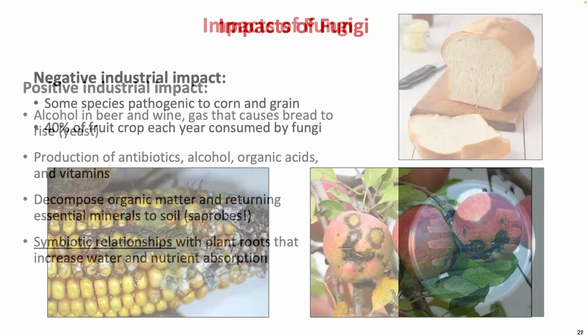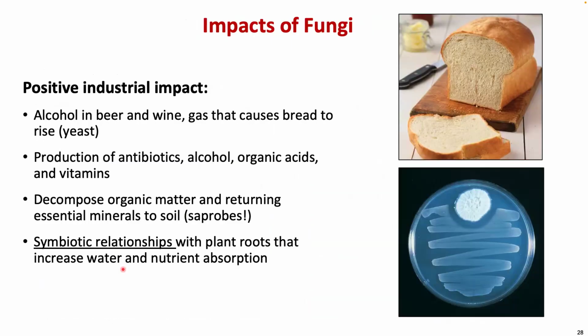But on the positive side, we need them to make our beers and our wines. They produce gases that cause bread to rise. One example is yeast; we use it a lot in the production of bread. We also use fungi to help us produce antibiotics, organic acids and vitamins. They help decompose organic matter, returning nutrients to the soil, and they form symbiotic relationships with plant roots that increase water and nutrient absorption.